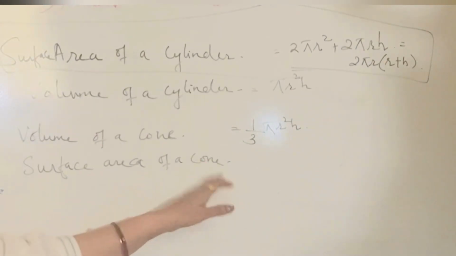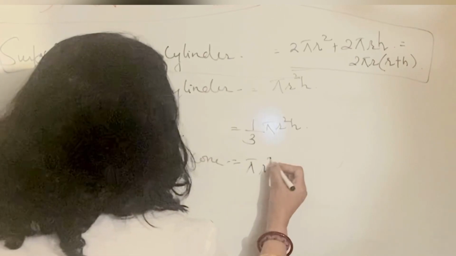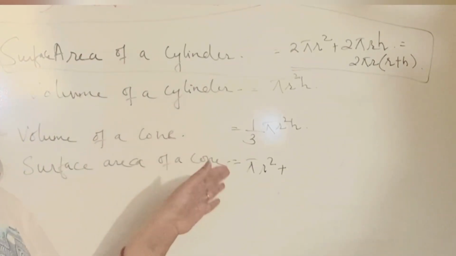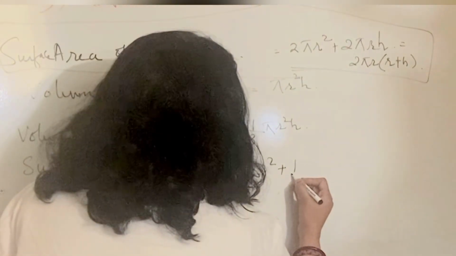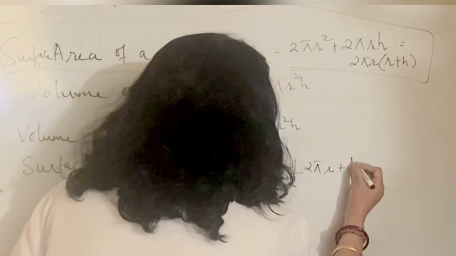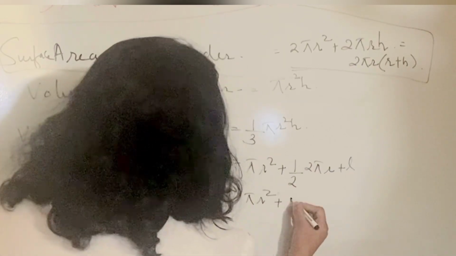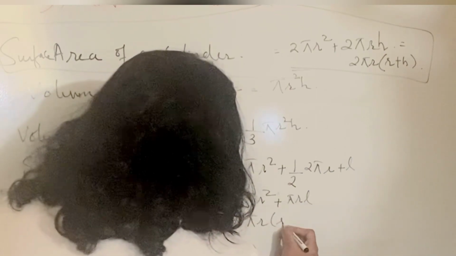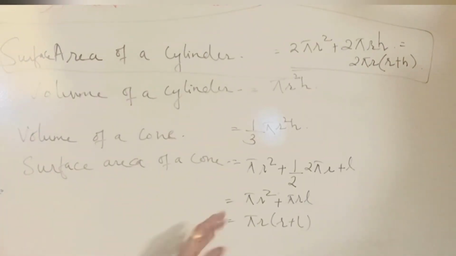Now surface area of the cone was area of a circle, which is pi r square, plus half perimeter of the circle times L. So half perimeter of the circle was 2 pi r, times L. 2 cancel, which is equal to pi r square plus pi r L, where pi r is again common, r plus L. So this is our surface area of the cone.